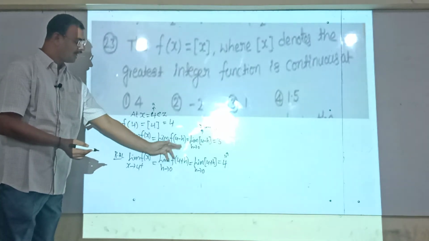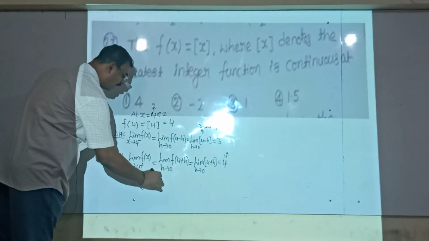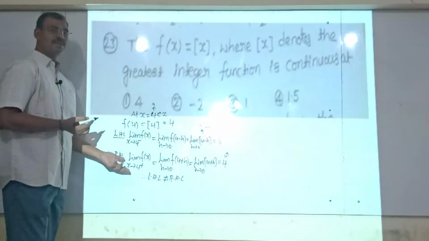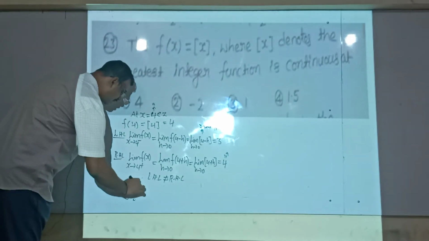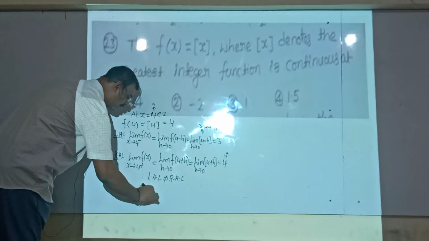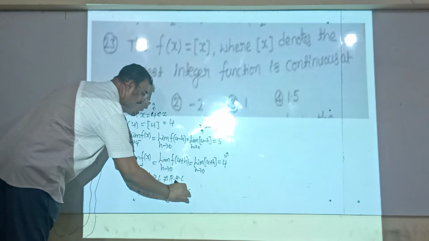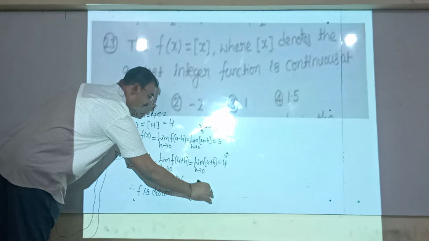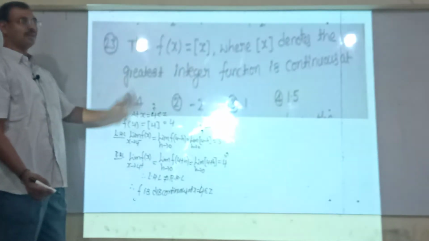The left hand limit is not equal to the right hand limit. So what do you say, is it continuous at all integers? No. So f is discontinuous. Remember, f is discontinuous at x equal to 4, which belongs to the integers. So any integer you take, it is always discontinuous.